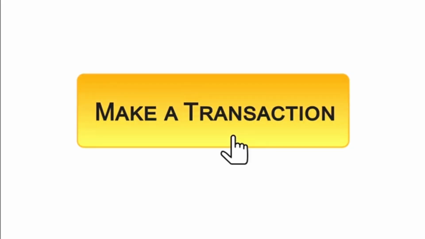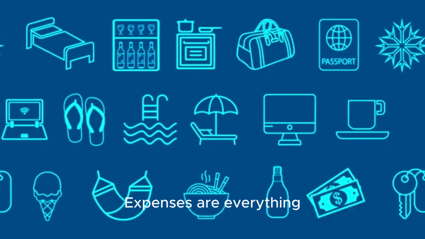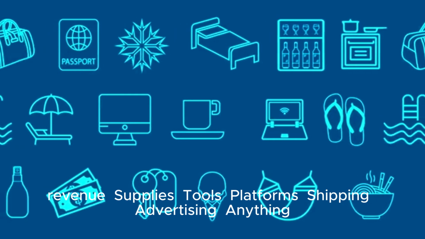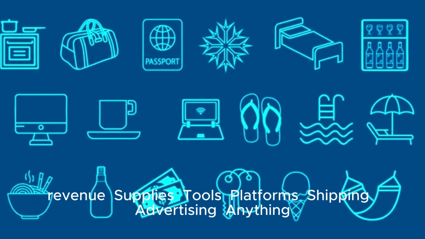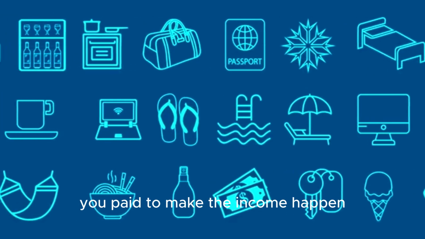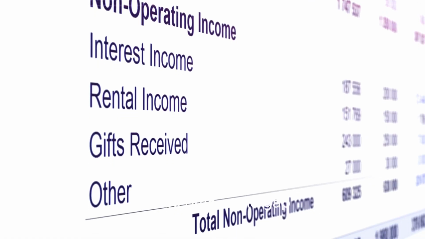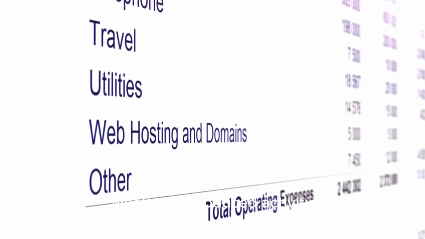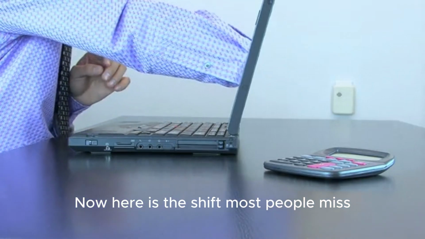Revenue is everything that came in, not what you hope will come in, not what someone said they would pay, what actually landed. This is your income signal. Expenses are everything that went out to generate that revenue: supplies, tools, platforms, shipping, advertising, anything you paid to make the income happen. This is your cost structure. Net income is the gap. Revenue minus expenses. This is the only number that tells you whether your system produced profit or whether it produced activity.